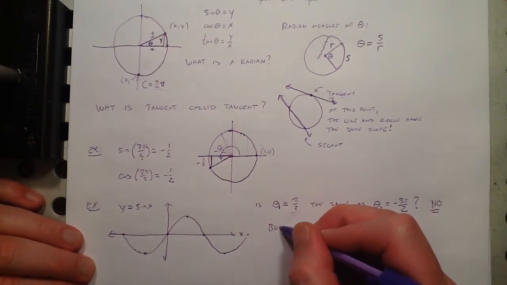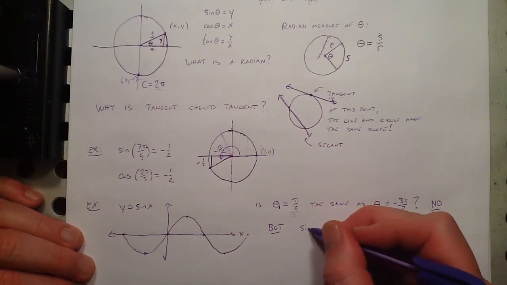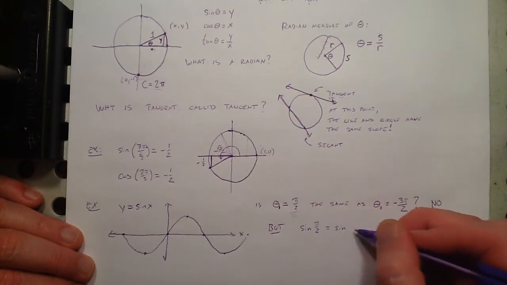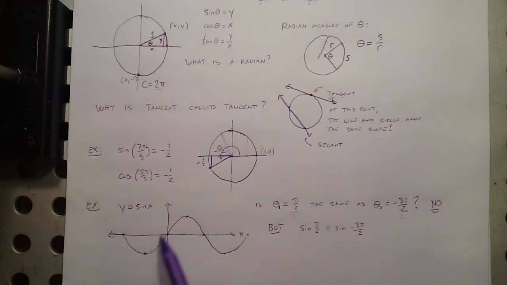But the sine of pi over 2 is equal to the sine of negative 3 pi over 2. That's true. If you look at this function, it repeats its values over and over again. So there are many, many different angles that have the same sine and cosine value. I'm making a point of this here because I've had many, many students in the past express some confusion about this, that in some sense they actually think that these are the same thing, and they're not the same thing.